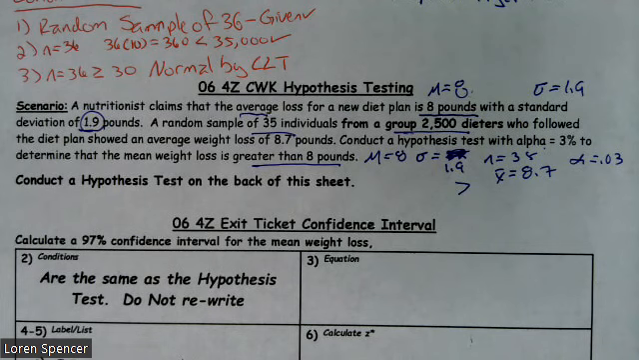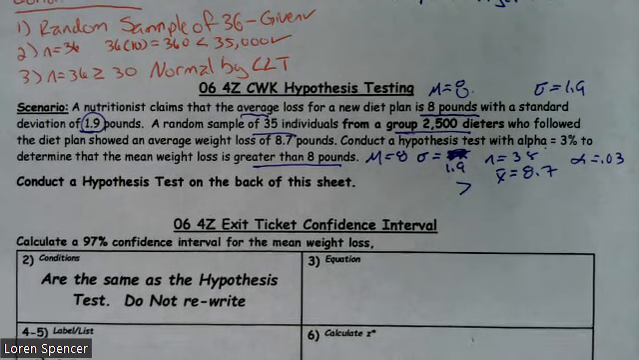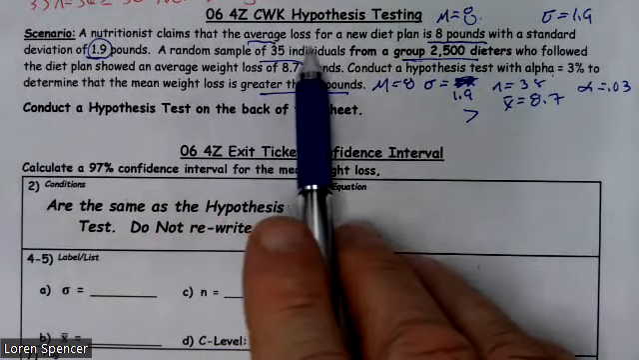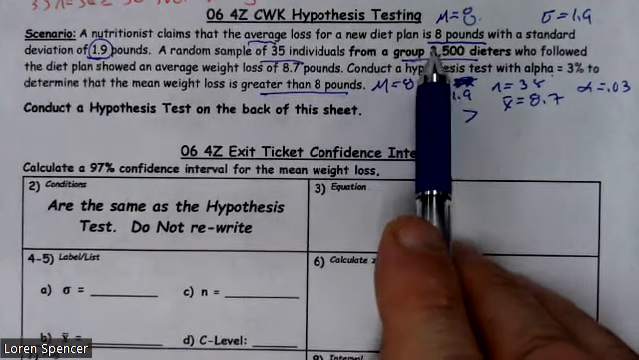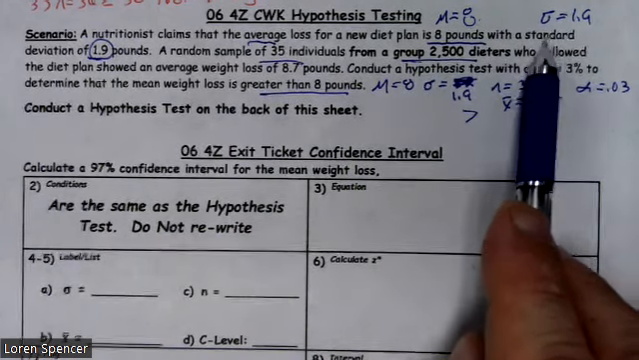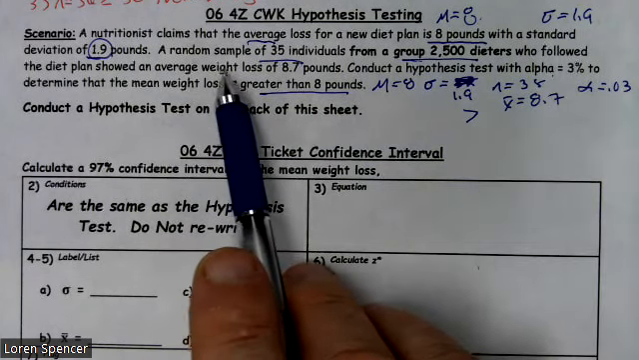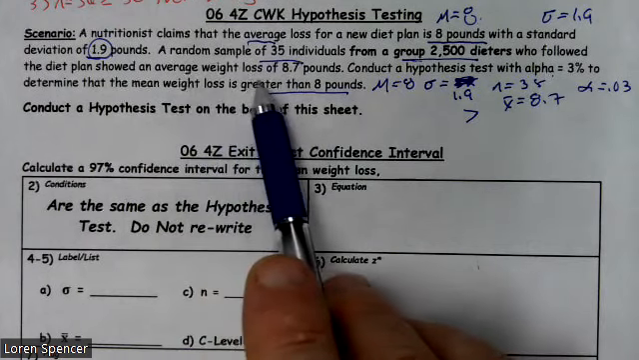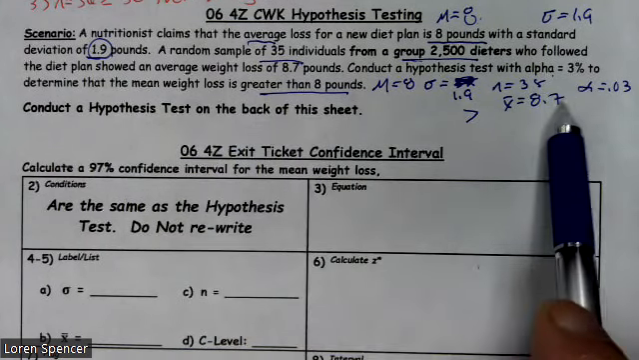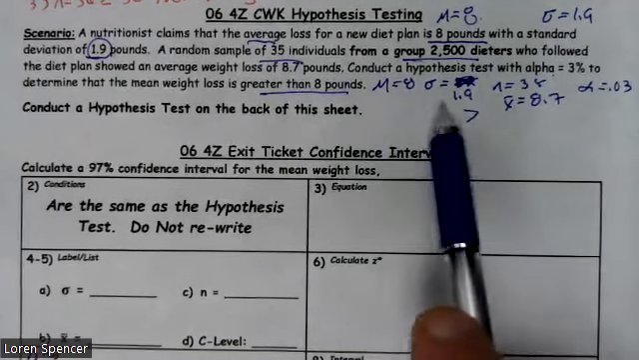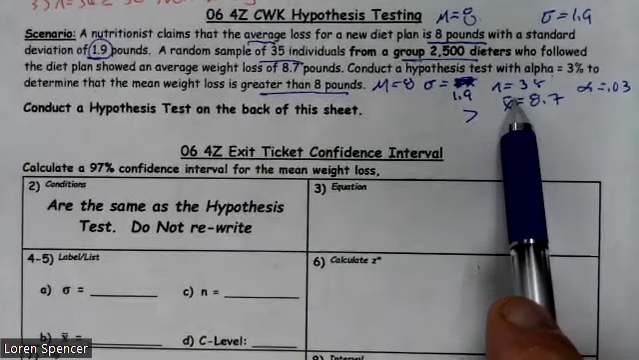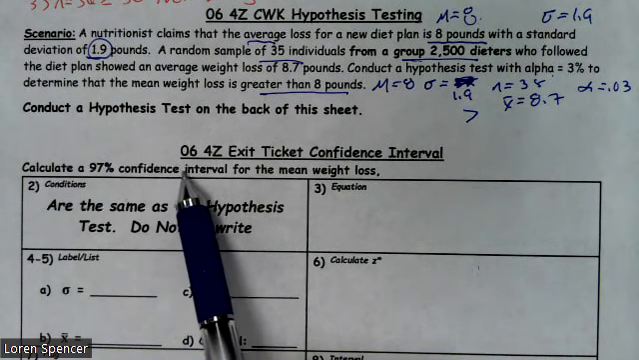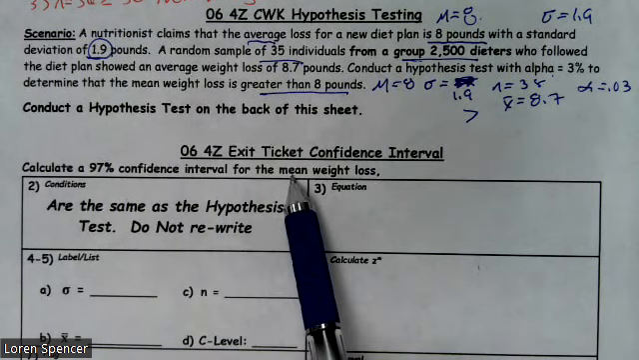This is Mr. Spensey, and we're going to do a confidence interval based on the same scenario that we've been working on originally. So originally it said a nutritionist claimed that the average loss for a new diet plan is 8 pounds. That's our population claim with a standard deviation of 1.9. A random sample of 35 dieters who followed the diet plan showed an average weight loss of 8.7. So we have a sample mean of 8.7, and a sample size of 35. And we're going to calculate a 97% confidence interval for the mean weight loss.